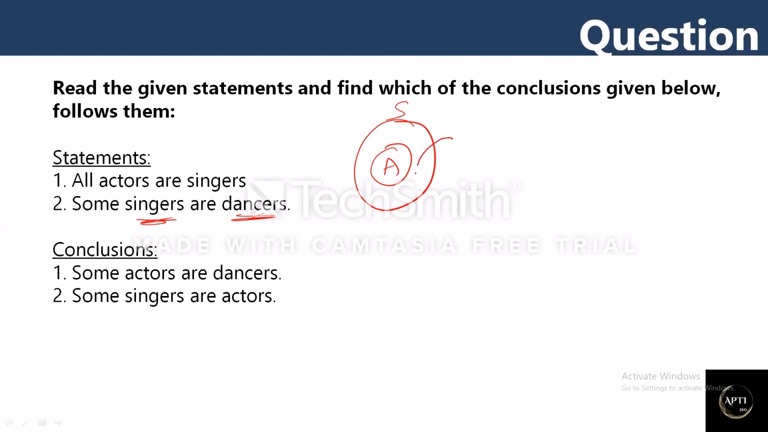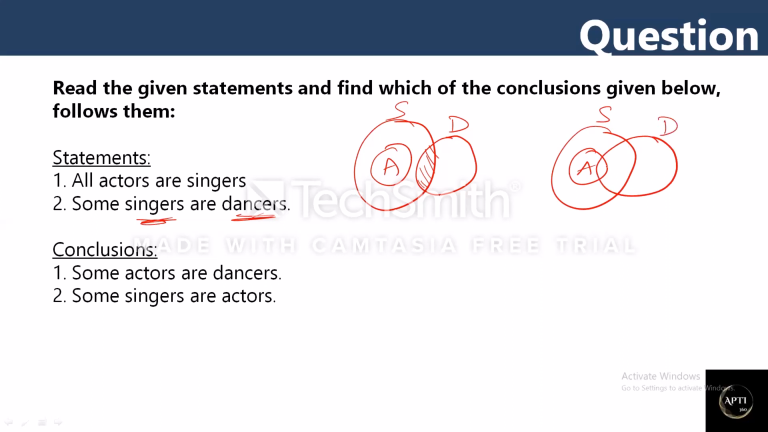Here, between singers and dancers, some part of singers is dancers. Can I say this diagram is the minimum case of the Venn diagram? Because for the second statement, some singers are dancers, I'm drawing only between singers and dancers, not disturbing the actors circle. Now, how can I take the maximum case? All actors are singers and some singers are dancers. If you observe this entire part, some part of singers is dancers.